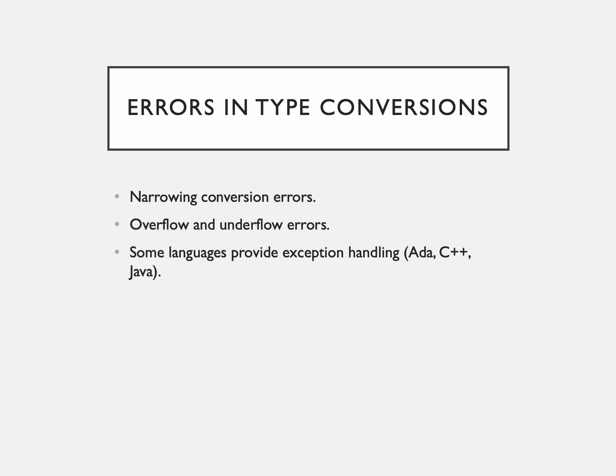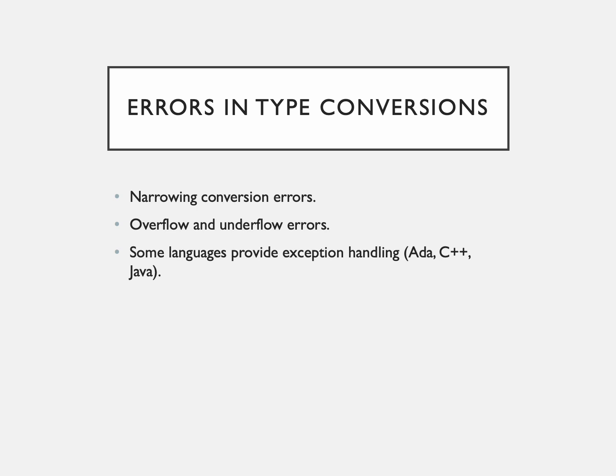Okay, now that we've discussed how type conversions work, both implicit and explicit, it's important to also understand the risks and potential errors that can occur during these conversions. First, as I said before, narrowing conversions, like from float to integer, may lose some data. If the original value cannot be represented accurately, you might get truncated or incorrect results.